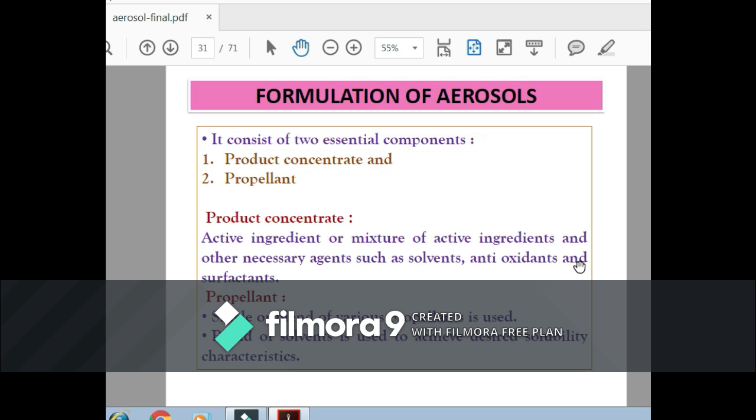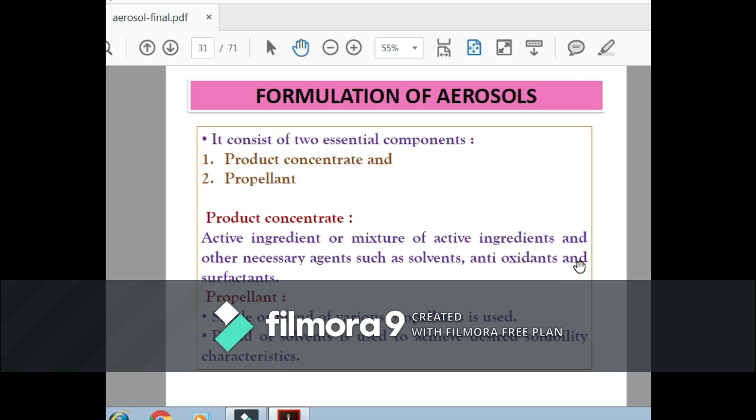Generally, your drug is in the form of a liquid, or some drugs may be dissolved, or some drugs we have to suspend in the form of a suspension. So they are called the product concentrate. The active ingredient, or the mixture of active ingredients, as well as other necessary agents such as solvents, antioxidants, and sometimes surface acting agents that we have to add. All the surfactants, antioxidants, solvents and drugs are called the product concentrate.